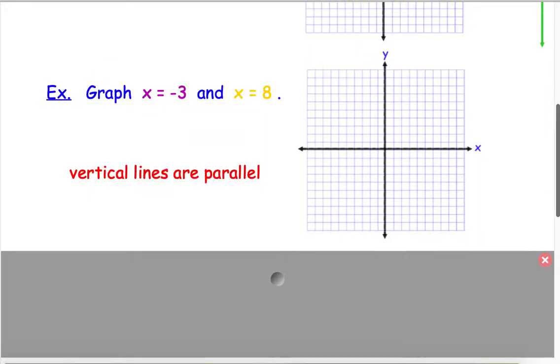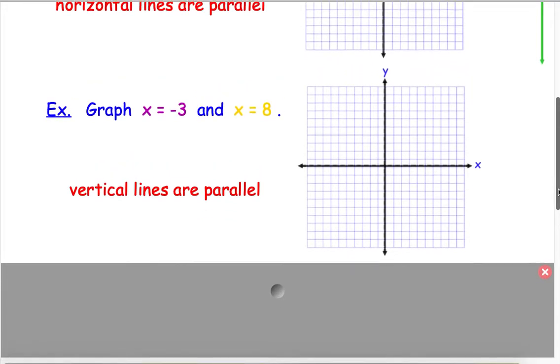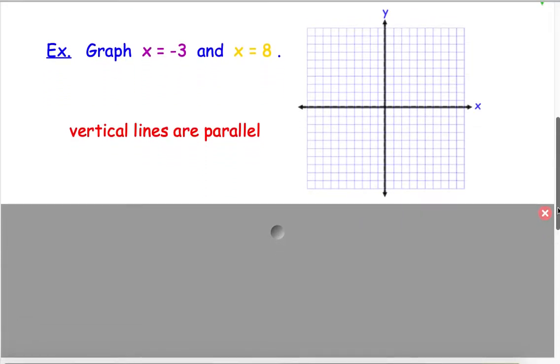What if I asked you to graph x equals -3 and x equals 8? So remember, x equals a constant. That means that all the x coordinates are -3. The y coordinate can be anything. So when x is -3, you'll have a vertical line there. And when x equals 8, you'll have a vertical line there.